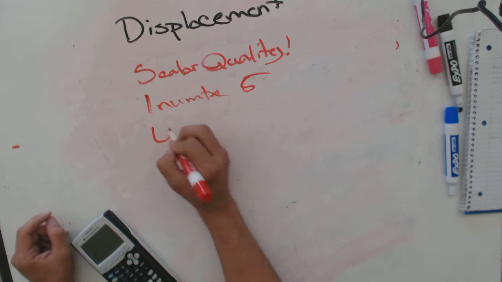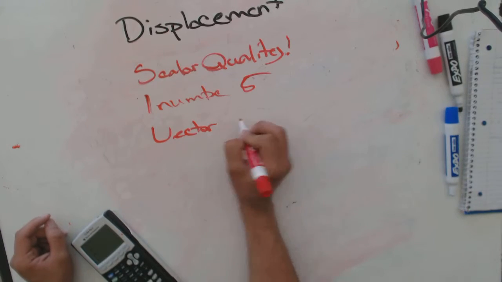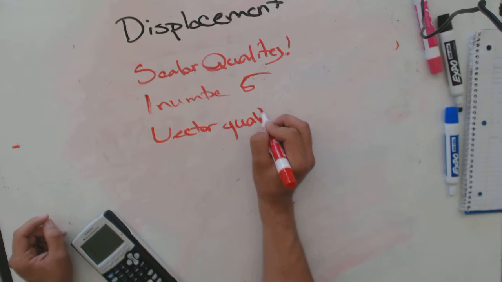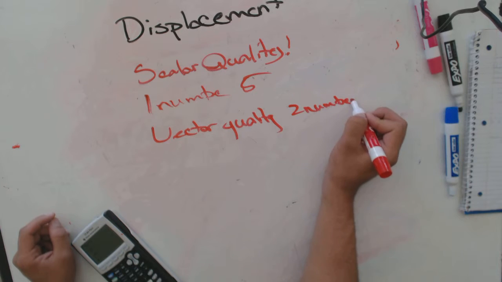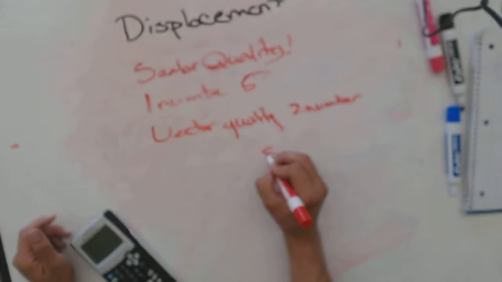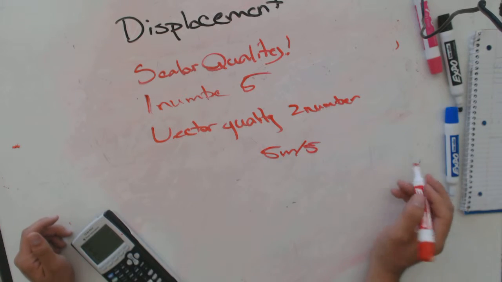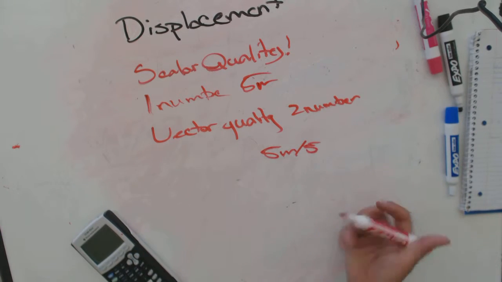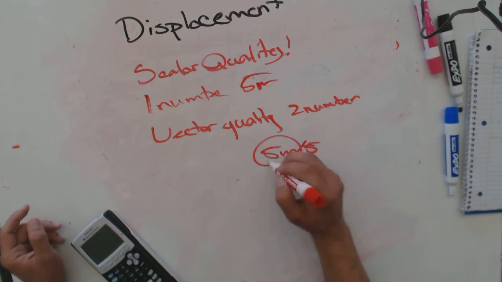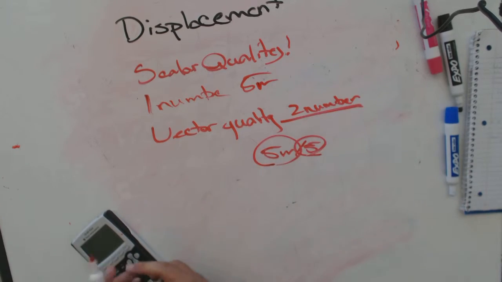But for example, a vector quantity is described by two numbers, right? So 5 meters per second. You have your 5 meters, then your seconds. This is your first number, this is your second number, which is what makes it a vector quantity.